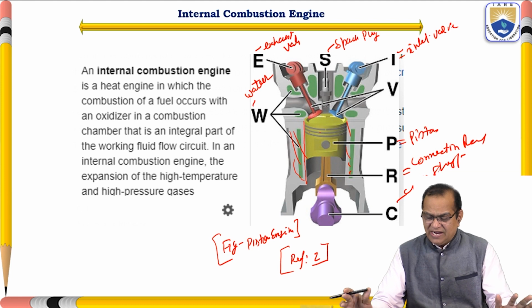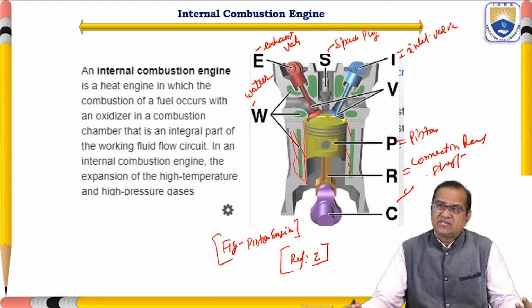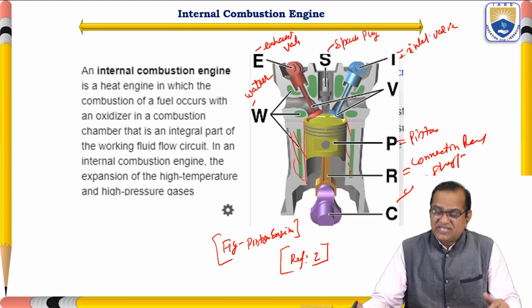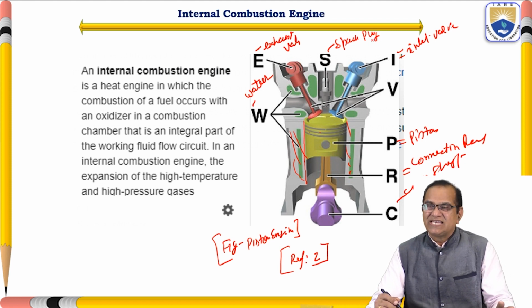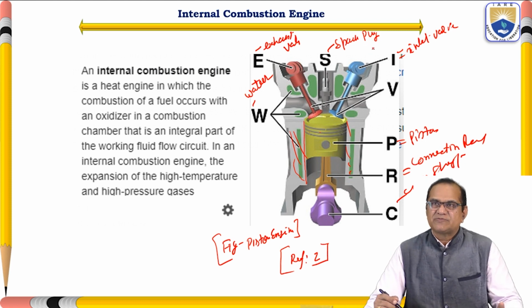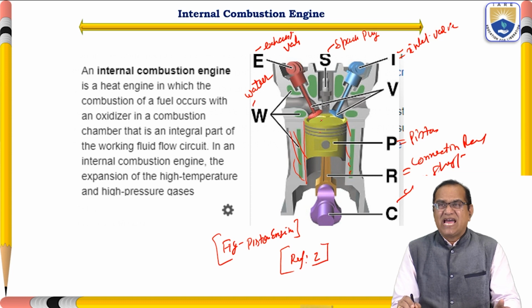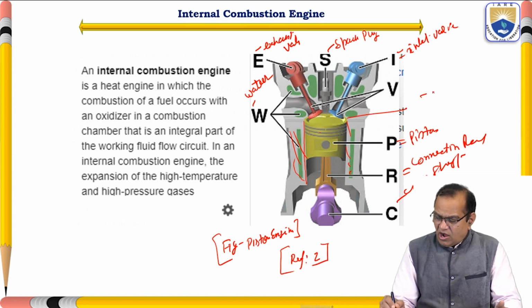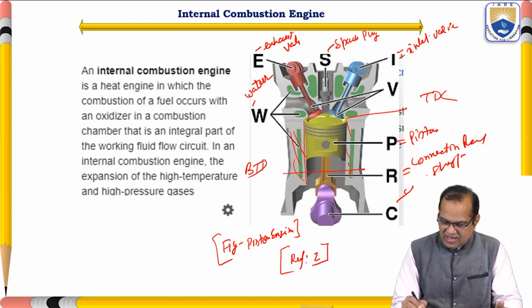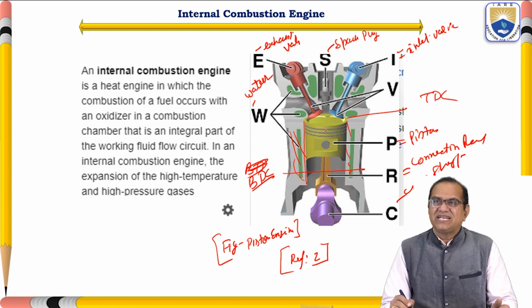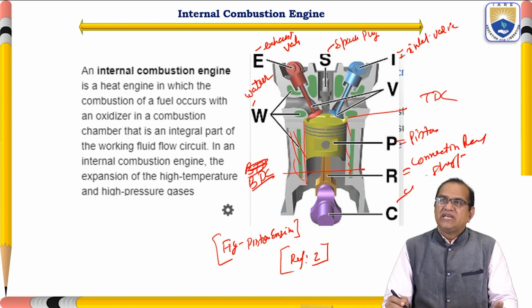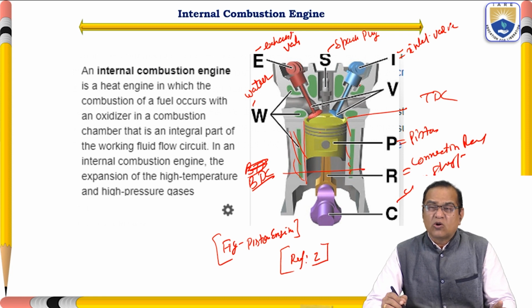So I will try to explain the spark ignition engine. Because a spark plug is given here, I will discuss the spark ignition engine. If you see here, initially the piston is at the top dead center, and at the end is the bottom dead center, BDC. So initially your piston is at the top dead center. In this position all the valves are closed.